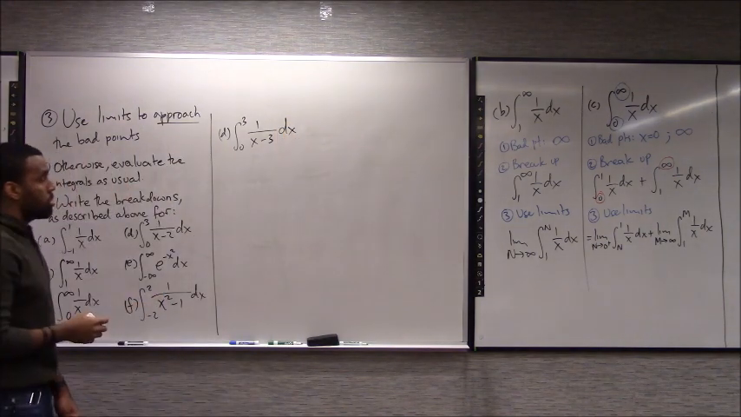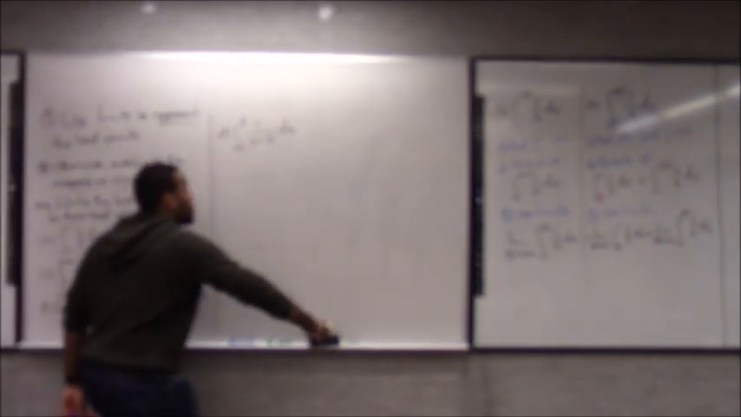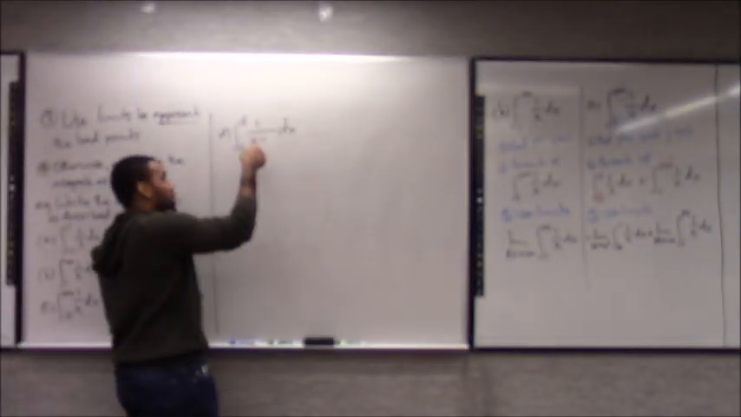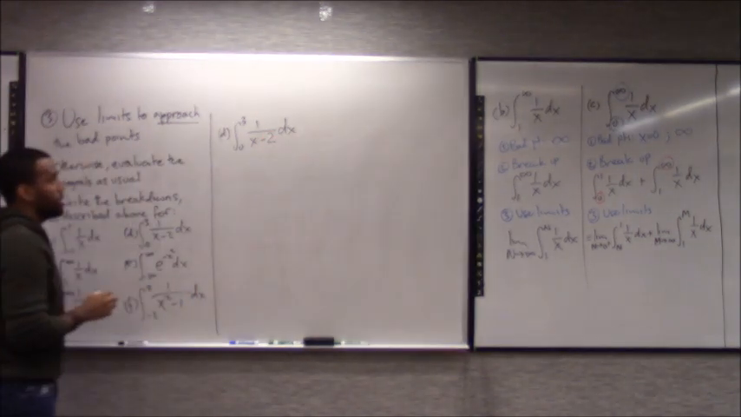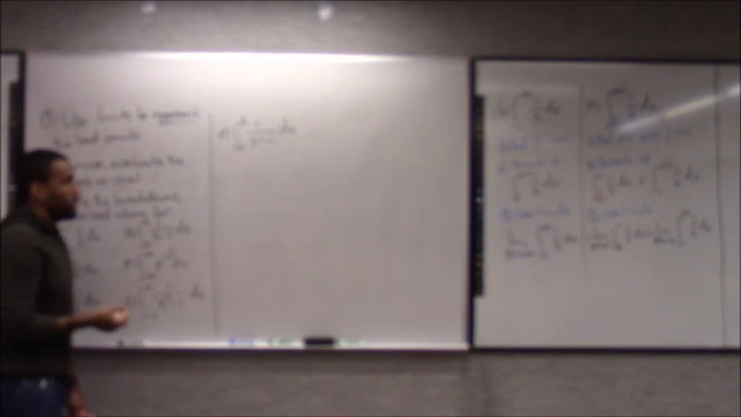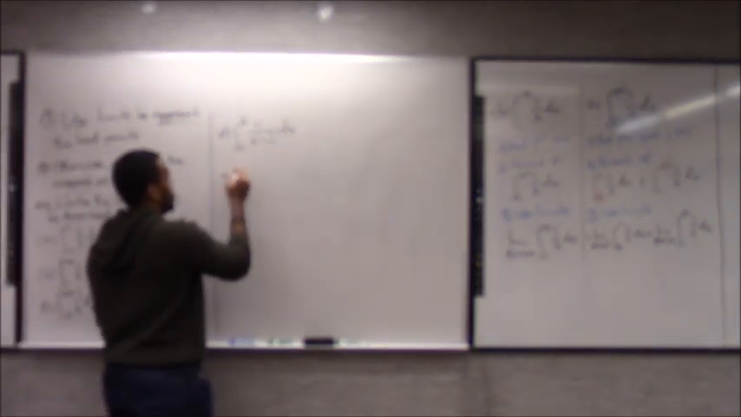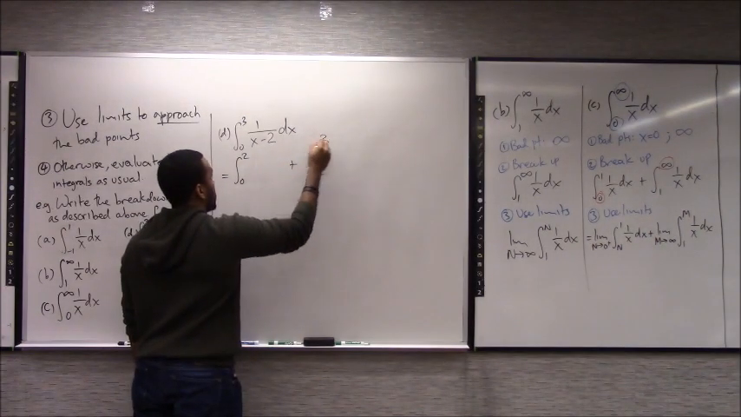Bad points here: 3, 2. With the 3 there, it's correct that 3 was a bad point, but we had 2 here. So 2 is the bad point. How are you going to break this up? From 0 to 2, and then 2 to 3.